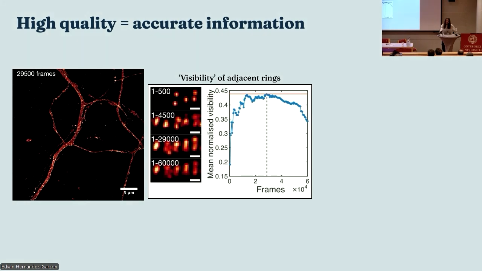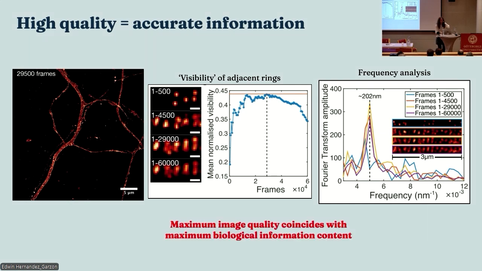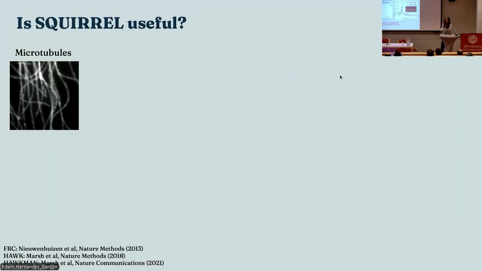Just as another sanity check, we can do some other analysis to see if this quality metric tallies with the information in the image, so how well you can resolve the difference between the two rings. And the information in the image peaks at the same point as when our SQUIRREL accuracy peaks. So this feels like SQUIRREL's useful, right? If a user comes to us with single molecule localization data, we can run this algorithm. We can see, oh, okay, is it good? How much data should you have used to reconstruct? Fantastic. But is it useful?